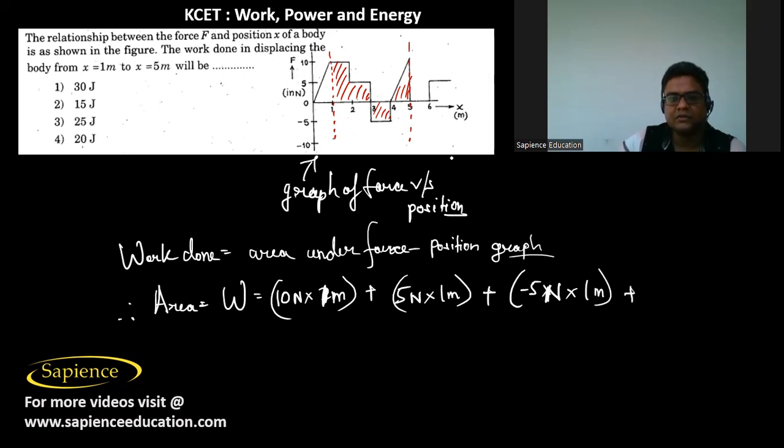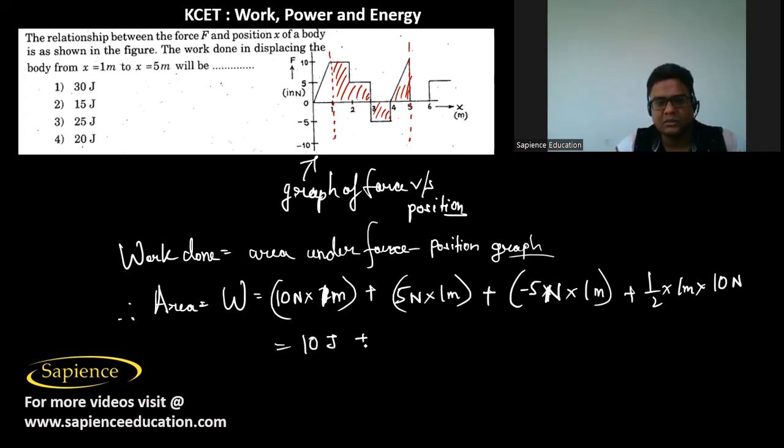Again, from x equal to 4 to 5, it is a triangle. So we have to do half base into height. Half into base, the displacement, that is 1 meter, into height. Height is again 10 Newton force. So if we add these, we'll get the answer for the work done. Newton into meter is joule.